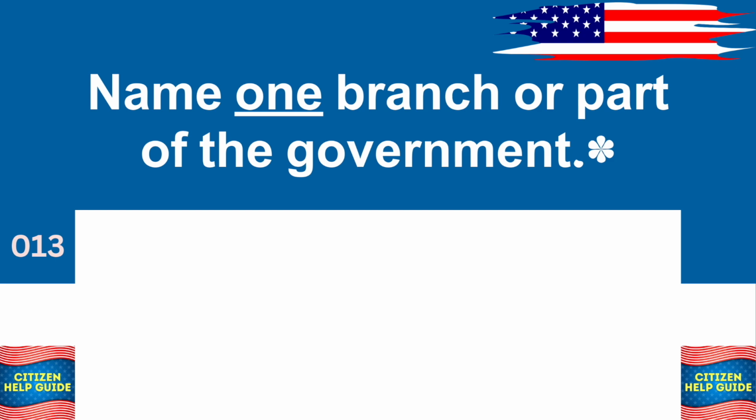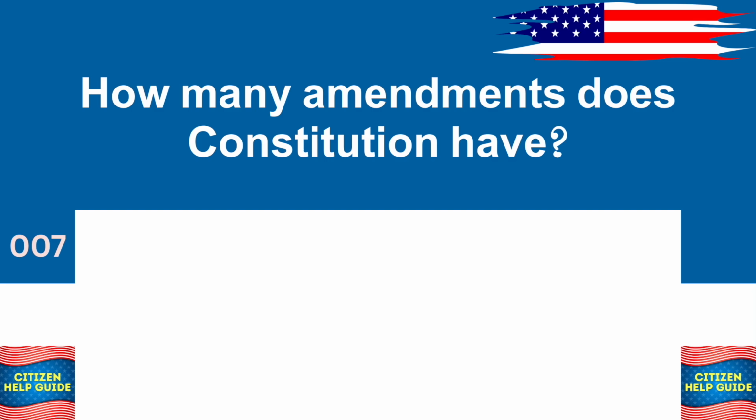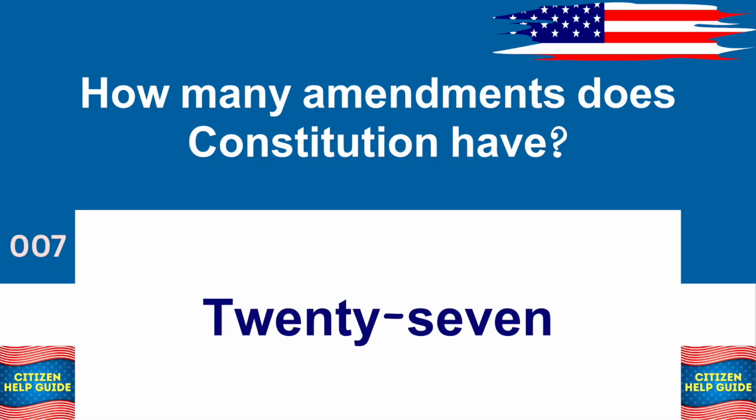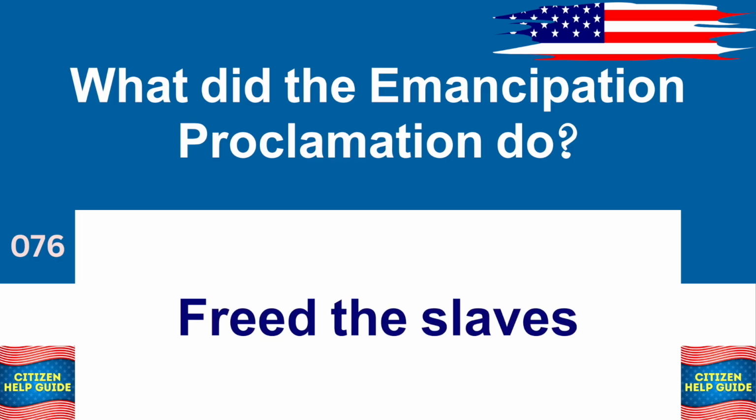Name one branch or part of the government. Congress. How many amendments does Constitution have? 27. What did the Emancipation Proclamation do? Freed the slaves.